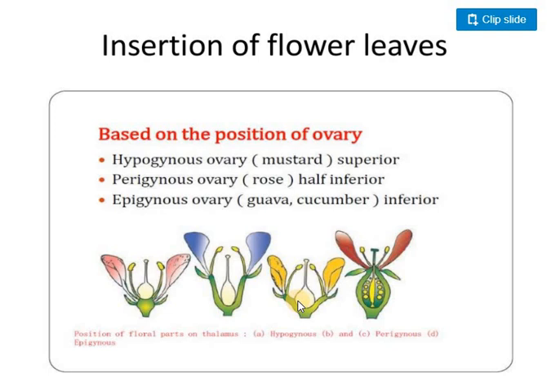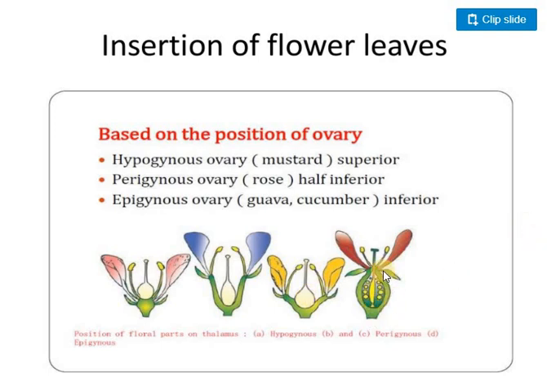So here the gynoecium is half superior. This condition is called perigynous condition.